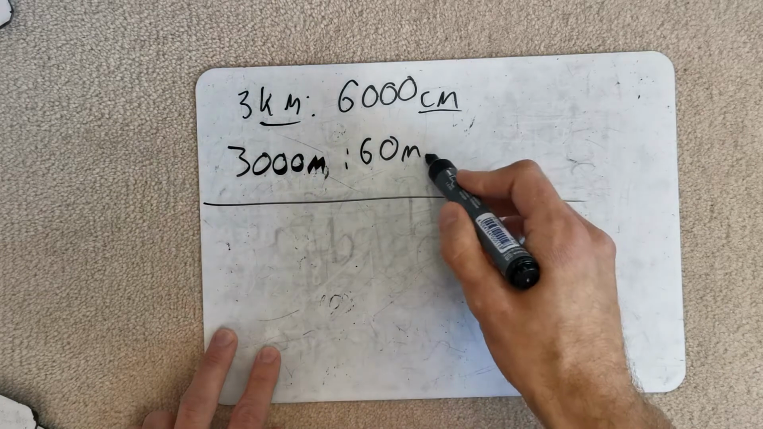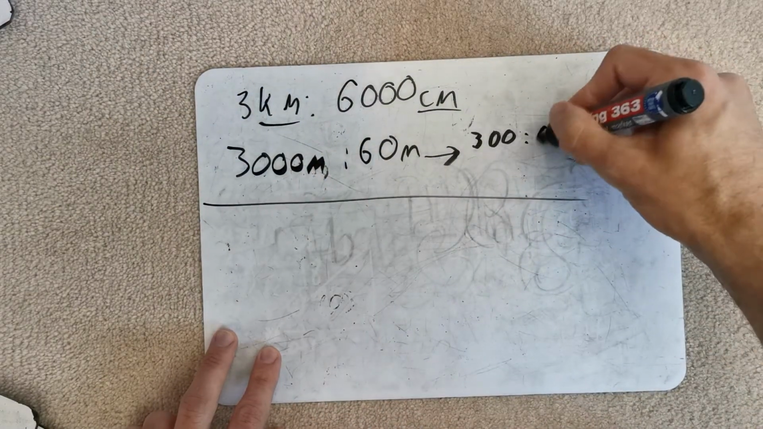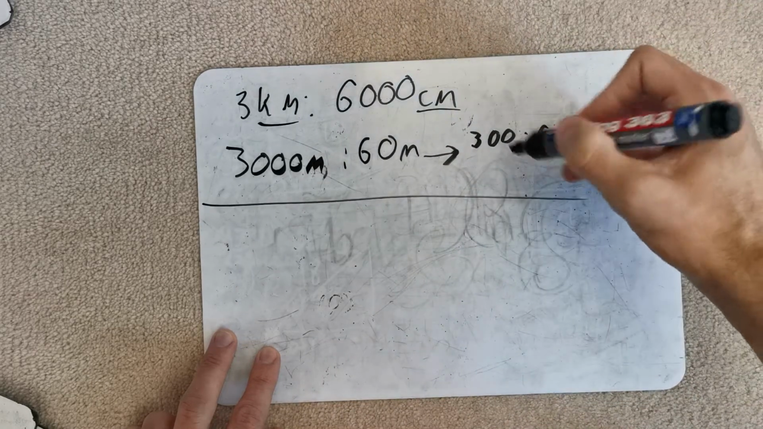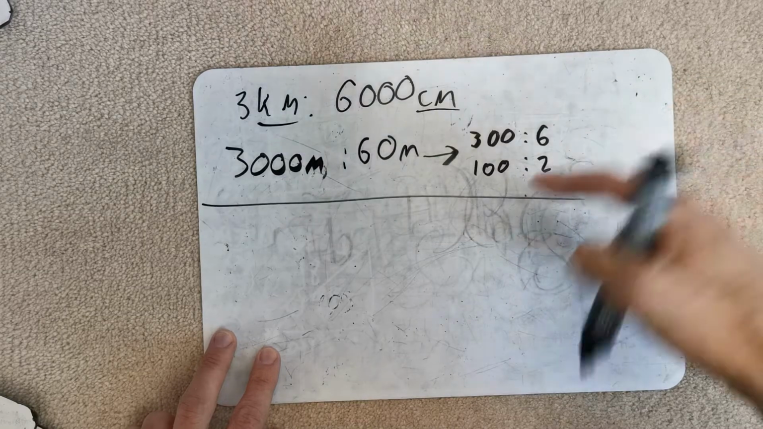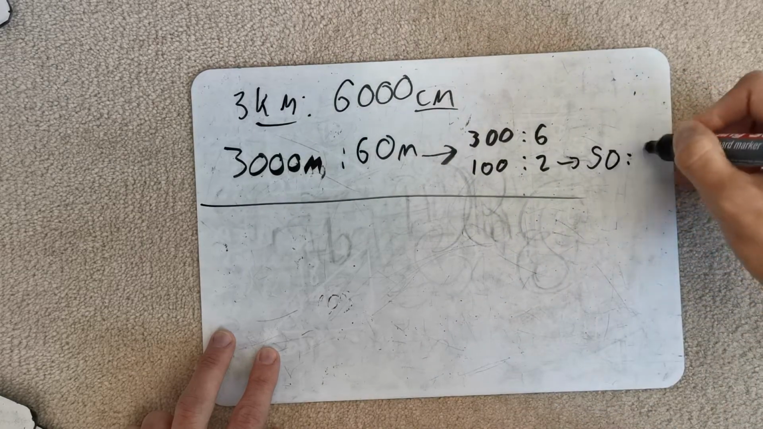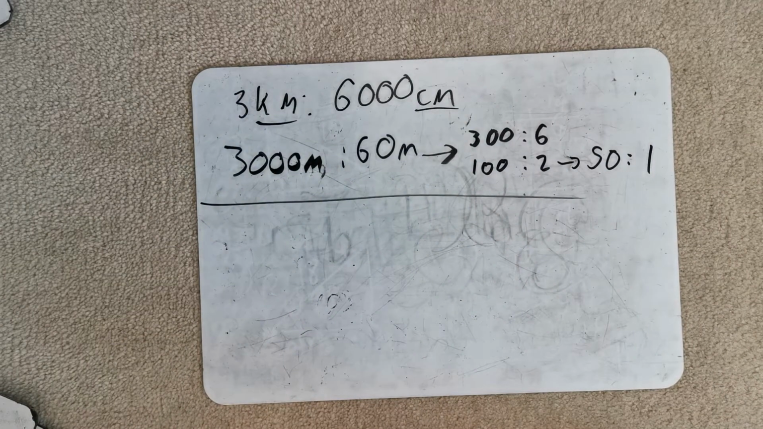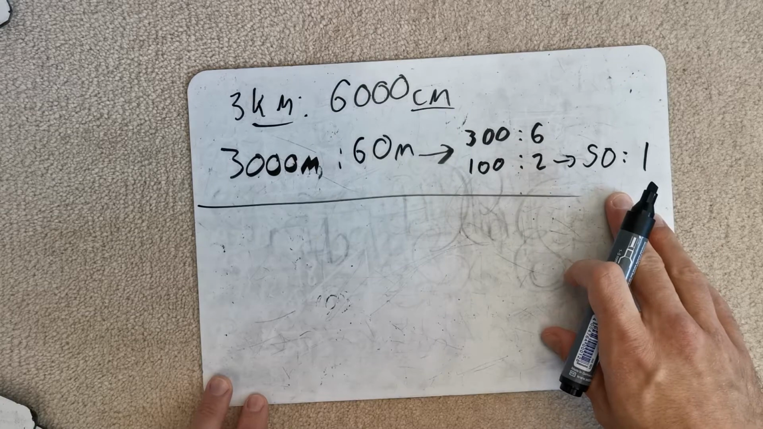Okay, simplify this. Let's divide it by 10 first, we're going to get 300 to 6. What else could we do? We could divide it by 3, 100 to 2. What else could we do? We could half both of them, 50 to 1, and that doesn't simplify any further. We don't technically need to put the units on this because it is an absolute ratio now.